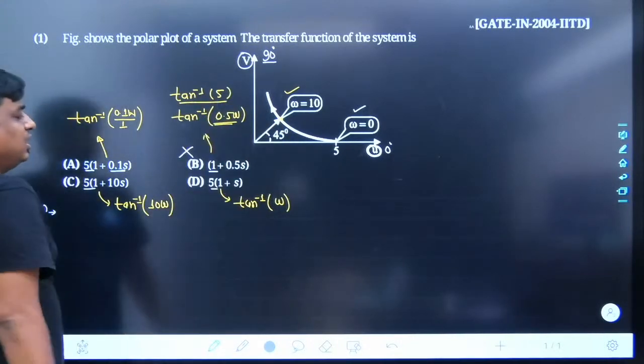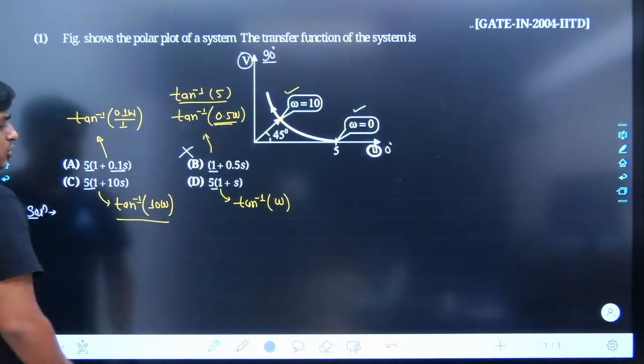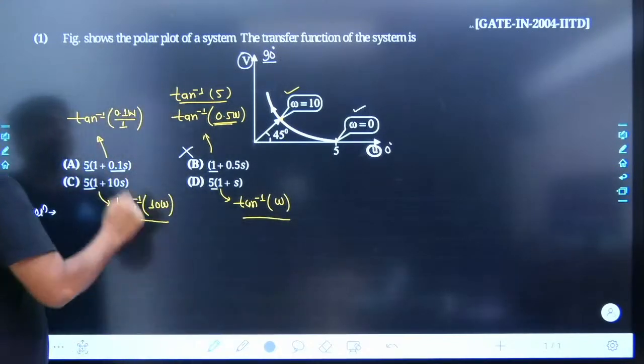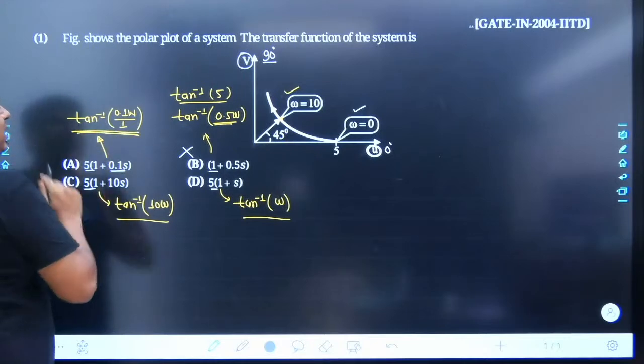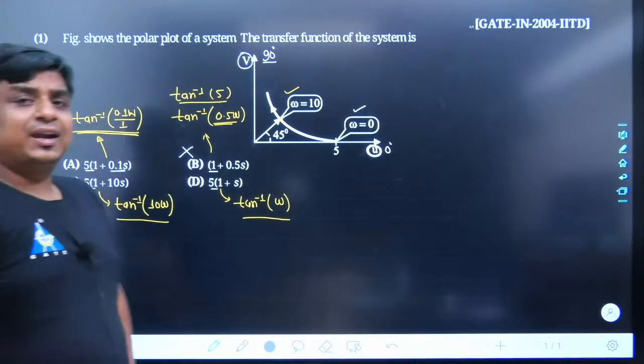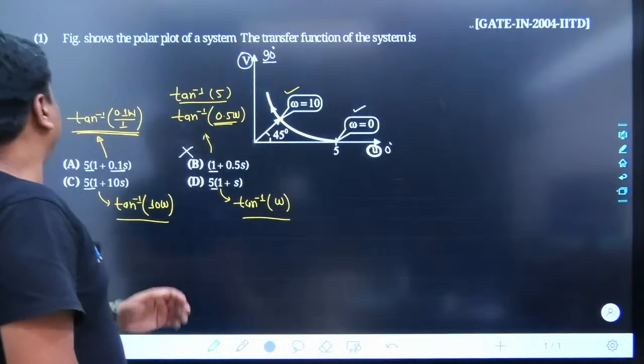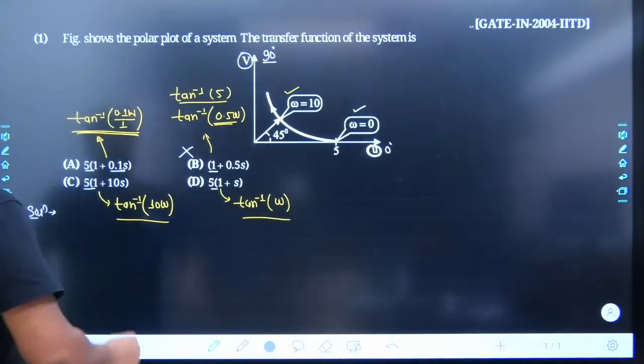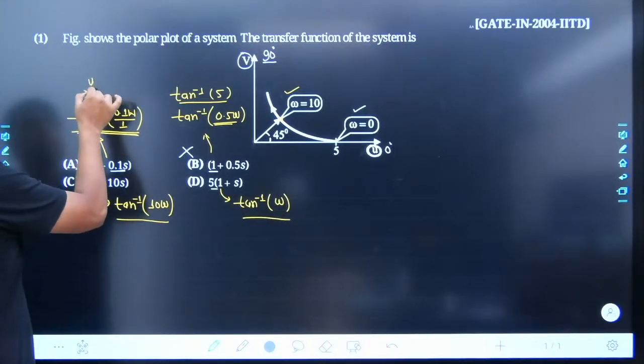Definitely the angle would not be 45. Here also the angle would not be 45. Here also the angle would not be 45. But when you feed omega as 10, 0.1 and 10 get multiplied and result in 1. And if we take the inverse tangent of 1, the result we are going to get here is simply going to be 45 degrees.